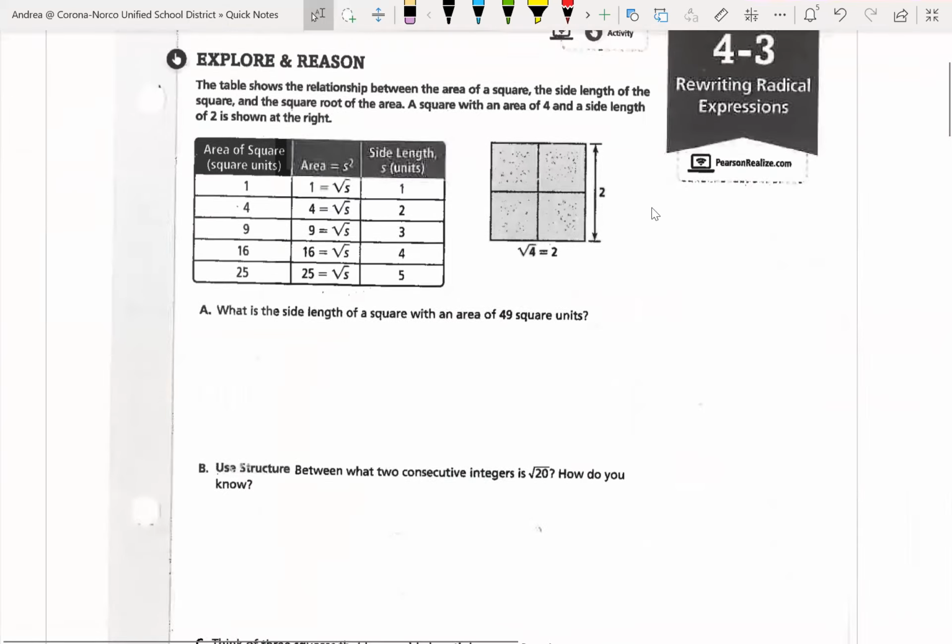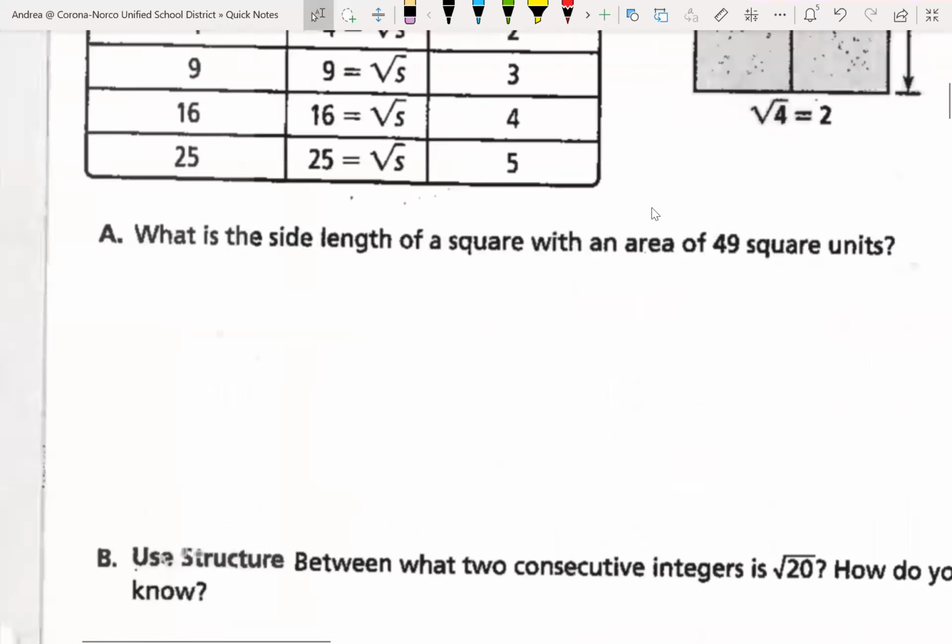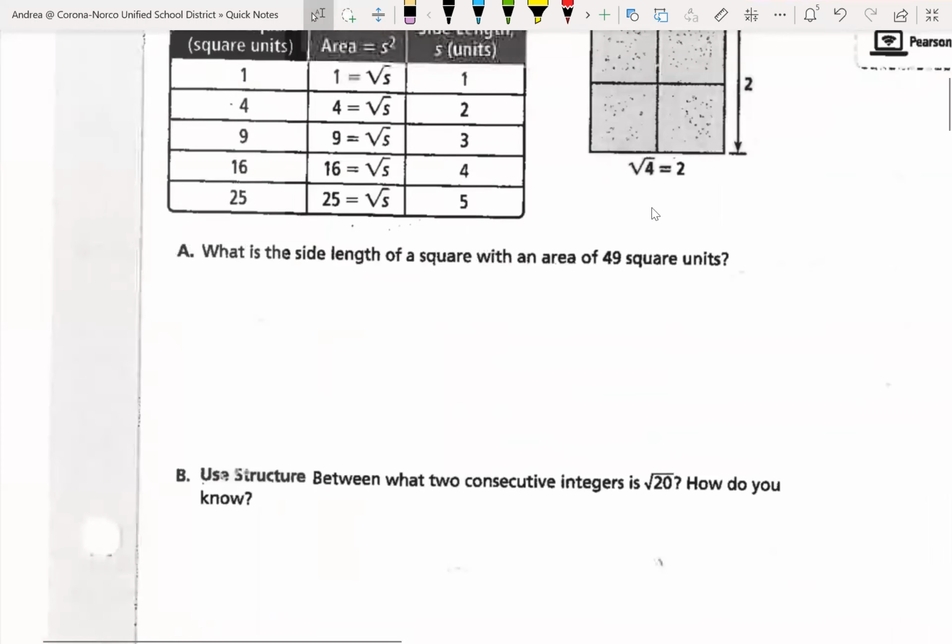Okay, but we do need to review. I'm just going to use this page for scratch paper, so you can just cross out all the questions because we're not going to go with that. Okay. So when we deal with radicals, we're talking about area of a square, a perfect square.